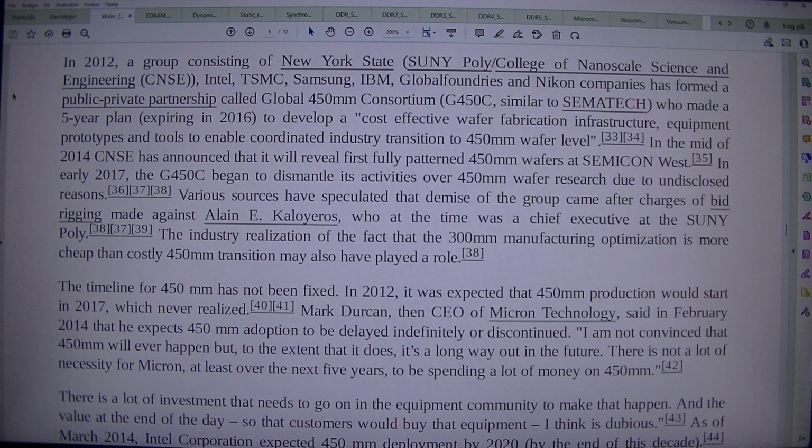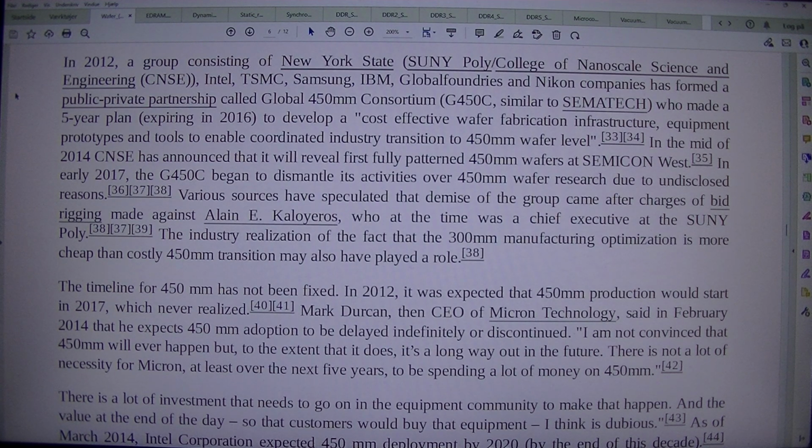In 2012, a group consisting of New York State, SUNY Poly / College of Nanoscale Science and Engineering, CNSE, Intel, TSMC, Samsung, IBM, GlobalFoundries and Nikon formed a public-private partnership called the Global 450 mm Consortium, G450C, similar to Sematech, who made a 5-year plan, expiring in 2016, to develop a cost-effective wafer fabrication infrastructure, equipment prototypes and tools to enable coordinated industry transition to the 450 mm wafer level.